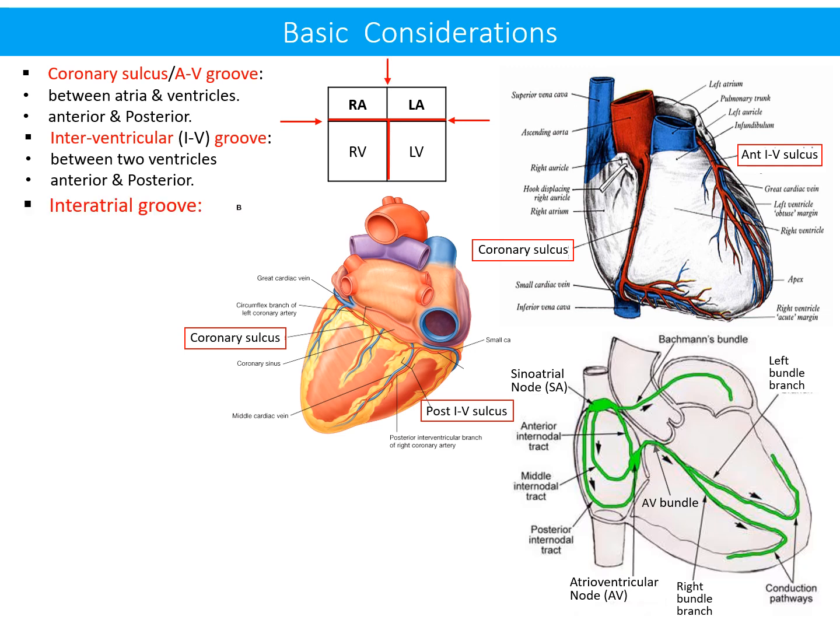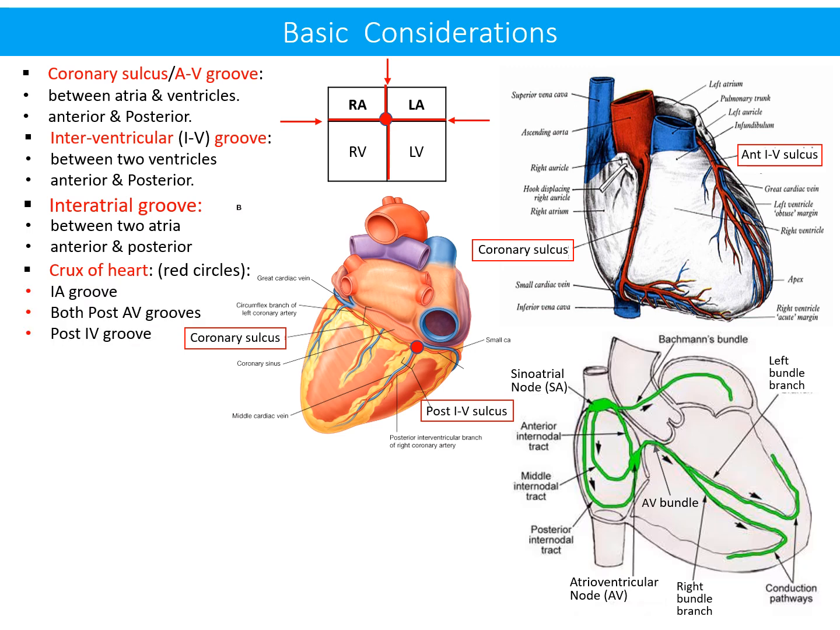Third one is the interatrial groove, which lies between the two atria. It is again divided into anterior and posterior. The crux of the heart, which is indicated by red circles, is the meeting point between the interatrial groove, posterior atrioventricular groove, and posterior interventricular groove.